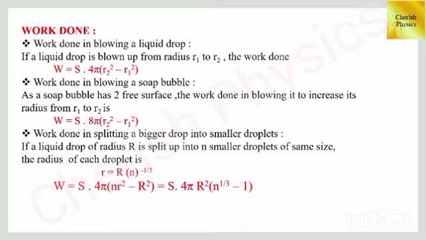If we blow a liquid drop from radius R1 to R2, then the work done will be W equal to S into 4 pi into R2 squared minus R1 squared. This equation we obtained from the surface energy formula. Here S is the surface energy and the term 4 pi into R2 squared minus R1 squared is the increase in surface area.